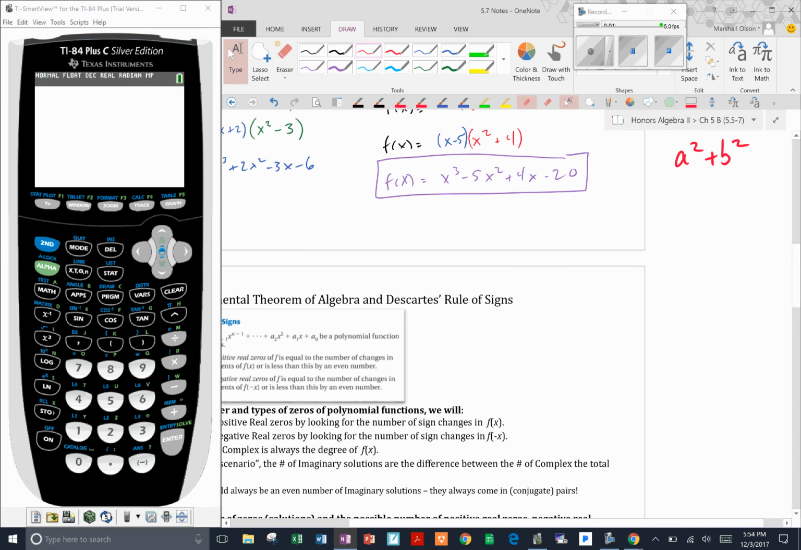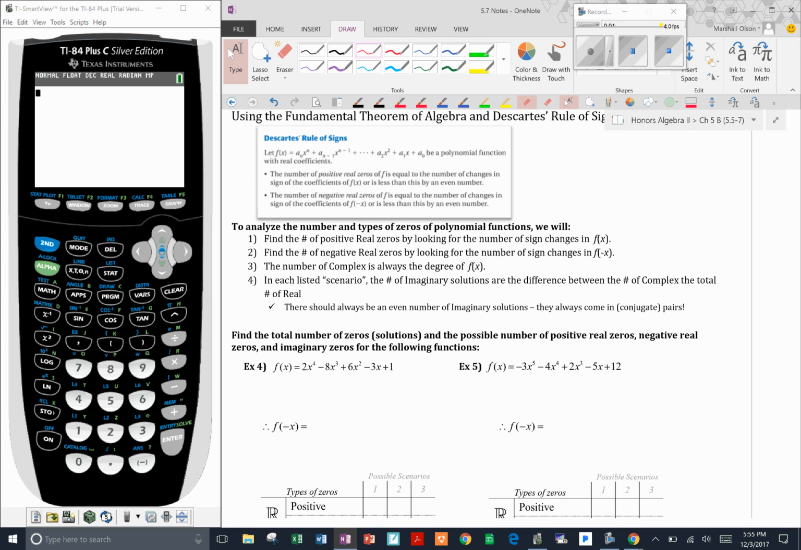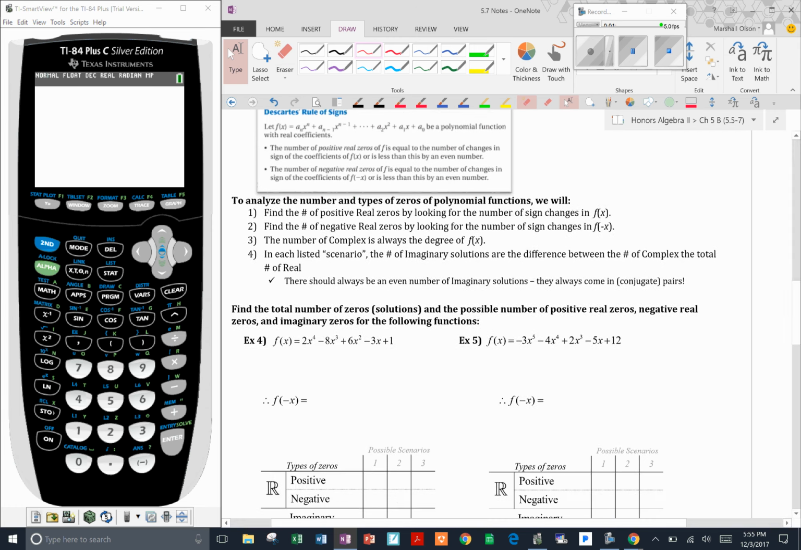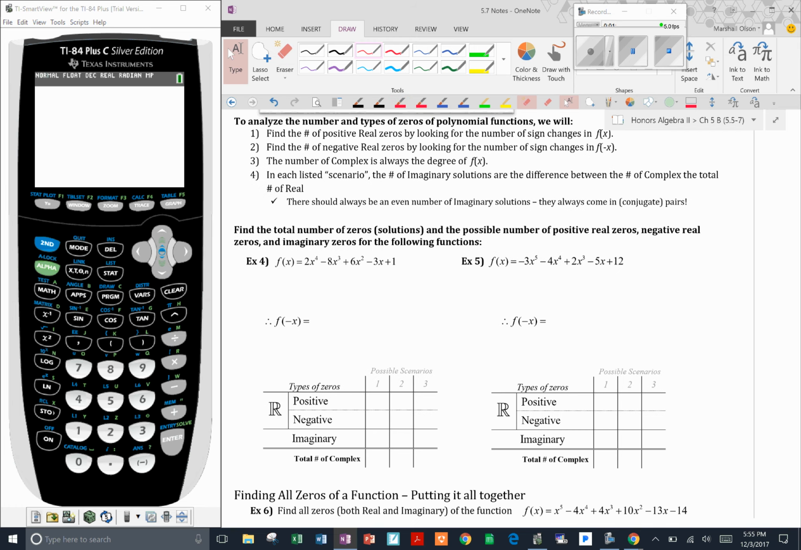What we're going to do now is break down those real zeros into whether they're positive or negative. By looking at the sign changes in a function, we can count how many positive zeros there are. So in this example, 4, which is a quartic polynomial, total of 4 complex zeros. In fact, I'm going to put that down in my first scenario here.